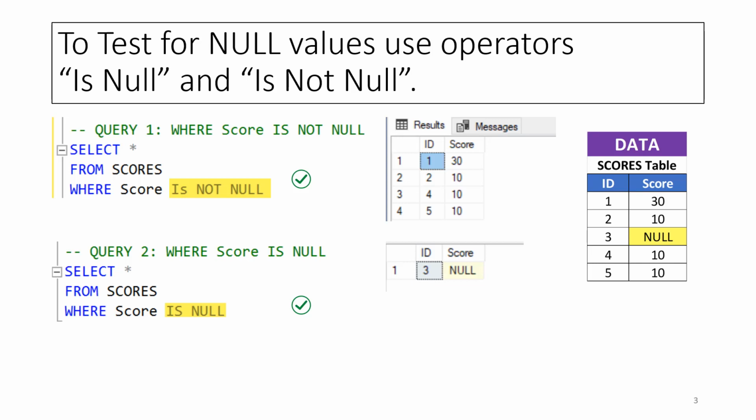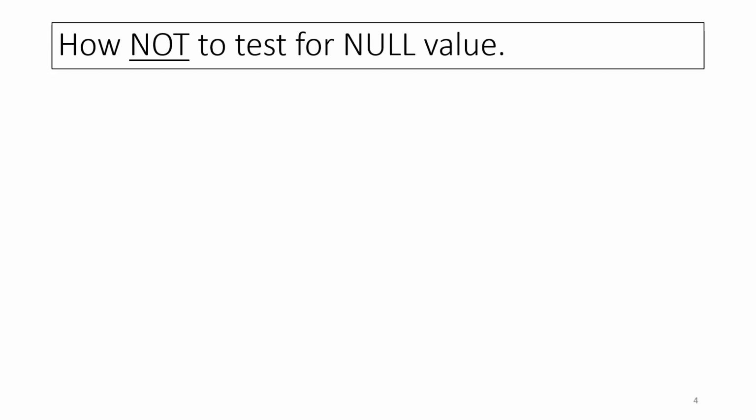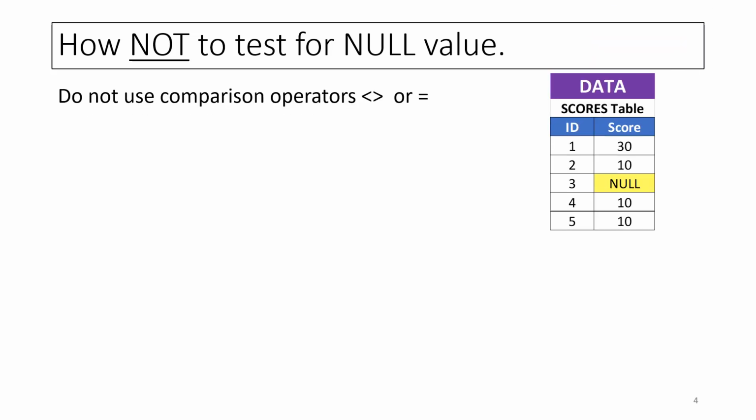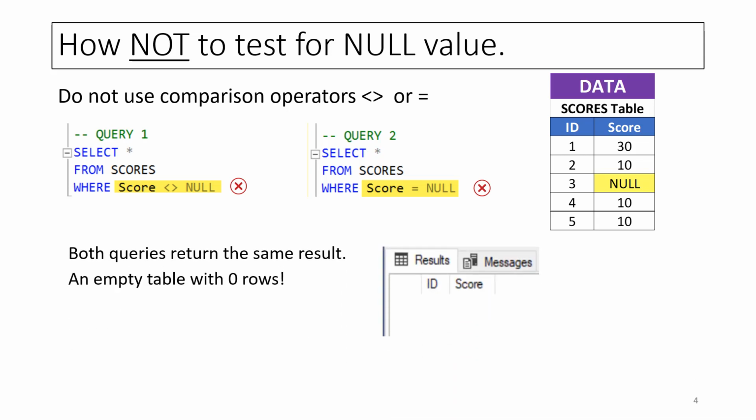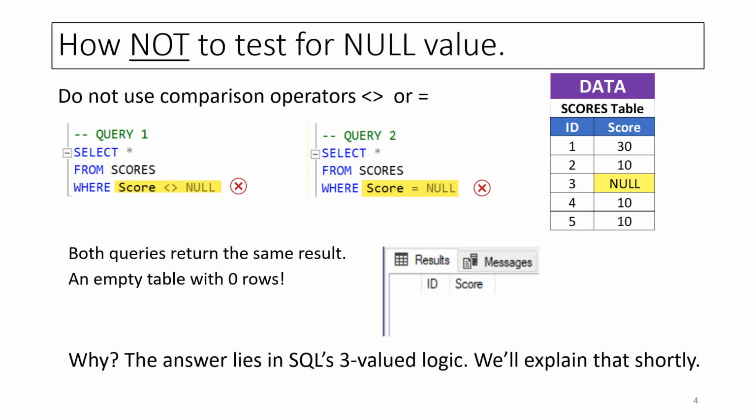So now that you know how to test for null values, here's how not to test for it. Do not test for null values by using not equal to or equal to operators. Even though the value of score is not a null value for IDs 1, 2, 4, and 5, the first query returns an empty table. Similarly, even though the value of score is a null value, the second query also returns an empty table. This is due to SQL's 3-valued logic, which will be explained shortly.